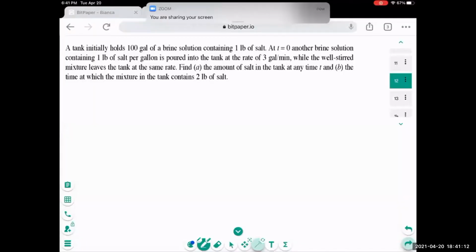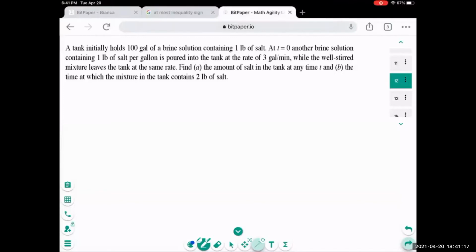So this is the word problem. A tank initially holds 100 gallons of a brine solution containing 1 pound of salt. At t equals 0, another brine solution containing 1 pound of salt per gallon is poured into the tank at the rate of 3 gallons per minute, while the well-stirred mixture leaves the tank at the same rate.